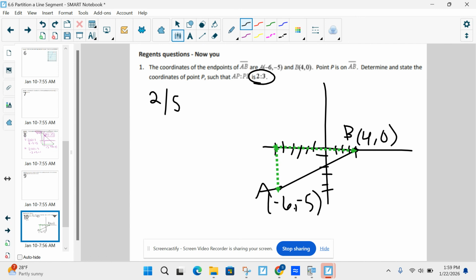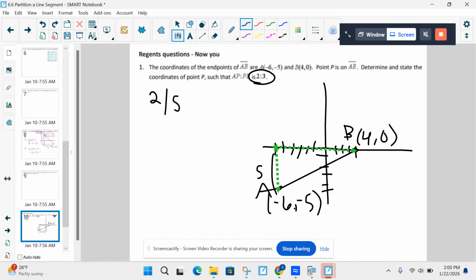If you're going up 2 from -5, you should be at -3. And then if you go over 4, you should be at -6. Or sorry, I have a question. Couldn't there technically be 2 answers? We are doing the direction of A to B. Oh, so it says AP to PB is 2 to 3.